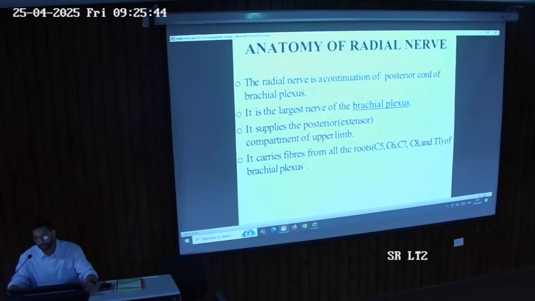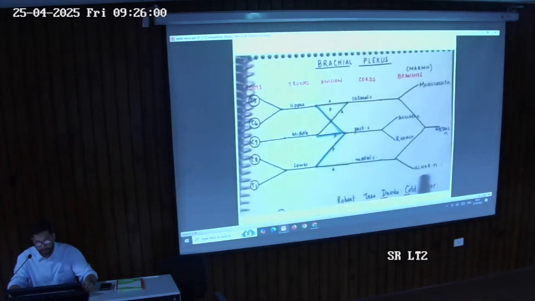The radial nerve is a continuation of the posterior cord of the brachial plexus. It is the largest nerve of the brachial plexus, and it supplies the posterior compartment of the upper limb. It carries fibers from C5, C6, C7, C8 and T1 of the brachial plexus.